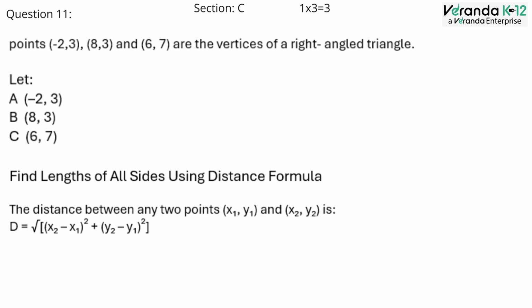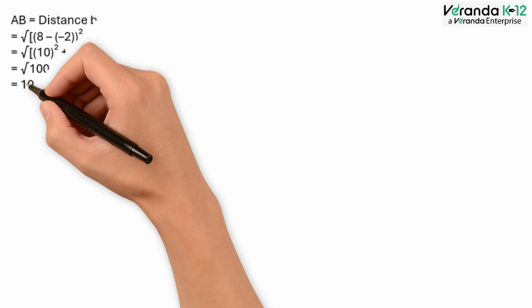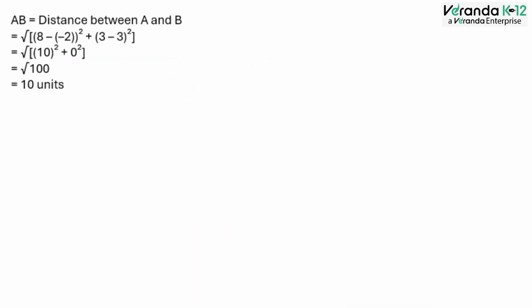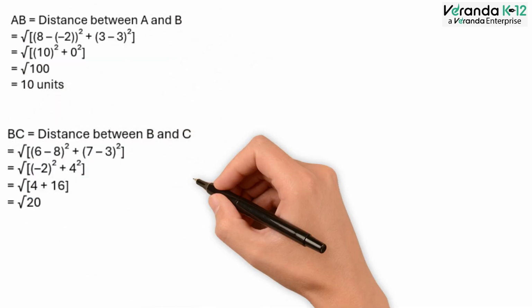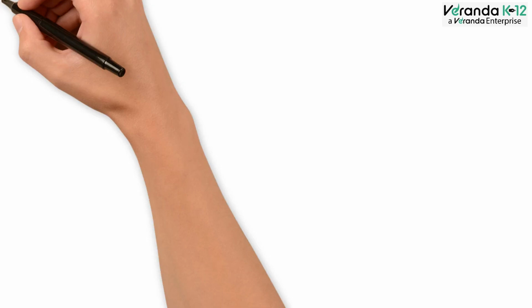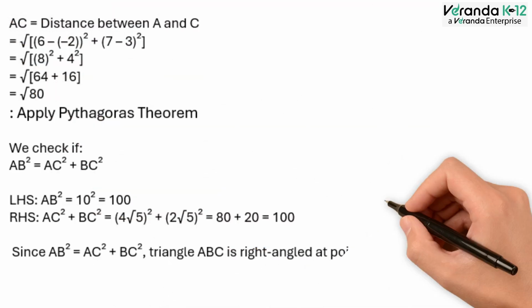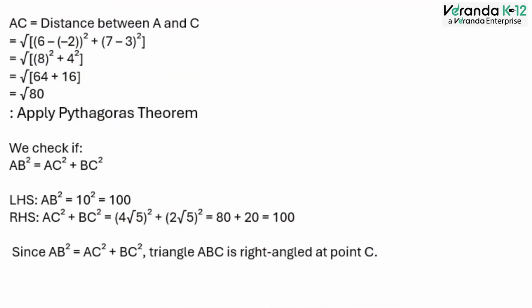So we'll find the length of each side, then we'll prove the Pythagoras theorem. So to find AB, BC and AC, we'll use the distance formula. So we'll get AB as 10 units, BC as root 20 units, AC as root 80 units. Then we will apply that in the Pythagoras theorem, that AB square is equal to BC square plus AC square. So LHS is equal to RHS. So the given points are vertices of a right angle triangle.